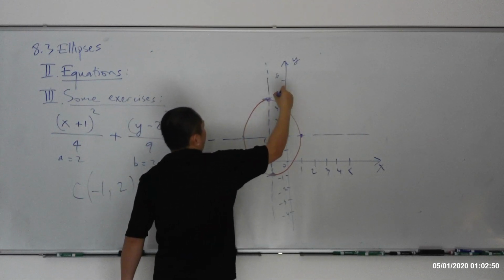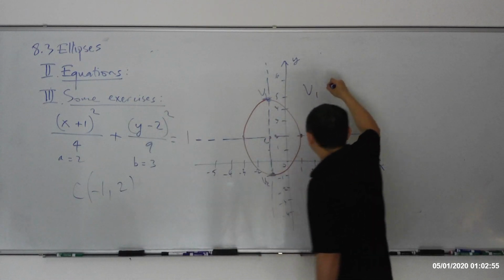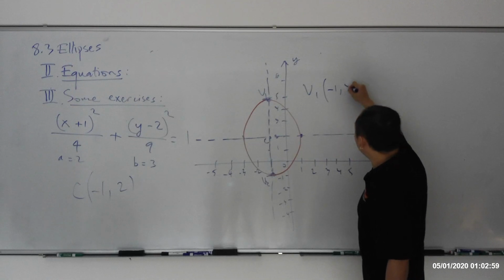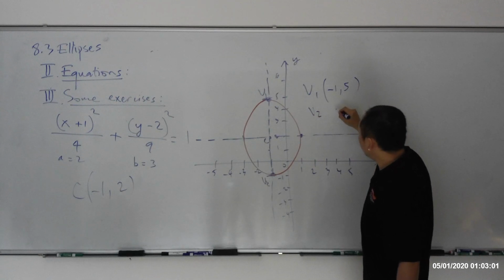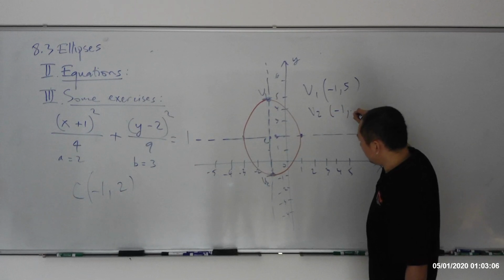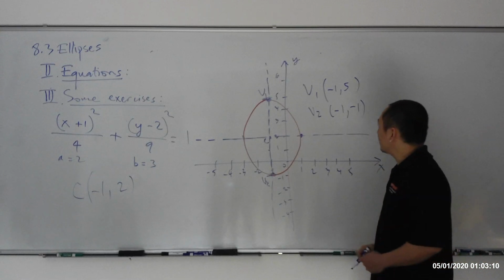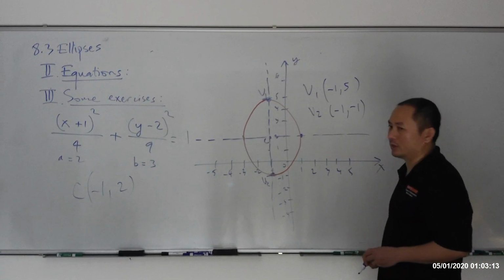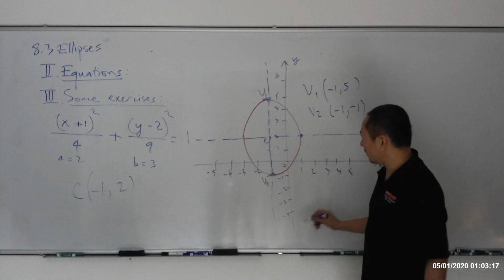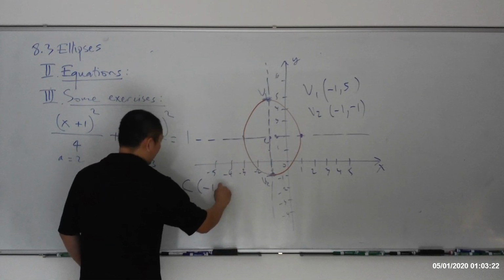This is vertex V1. This is V2. V1 is at x is -1 and y is 5. V2 is at -1, -1. Let's answer the question: how do I figure out V1 and V2? We start from the center, guys. It's always start from the center. See where the center is. The center is at -1, 2, right?